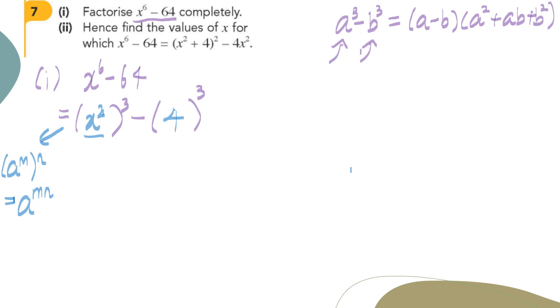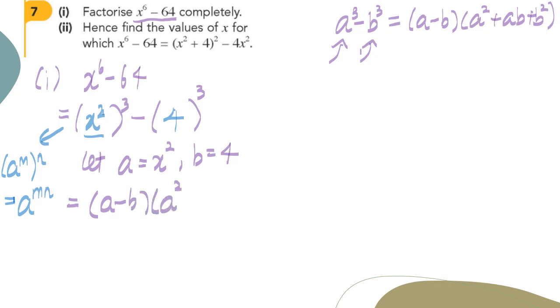Right. So if you find it a bit confusing, what I would suggest is let's try to use substitution. That means we're going to let a equal x squared, b equal 4, and then let's write down the formula. So the formula will be a minus b, a squared plus ab plus b squared. Okay, the next step is let's substitute the value of a to be x squared. Substitute the value of b to be 4.